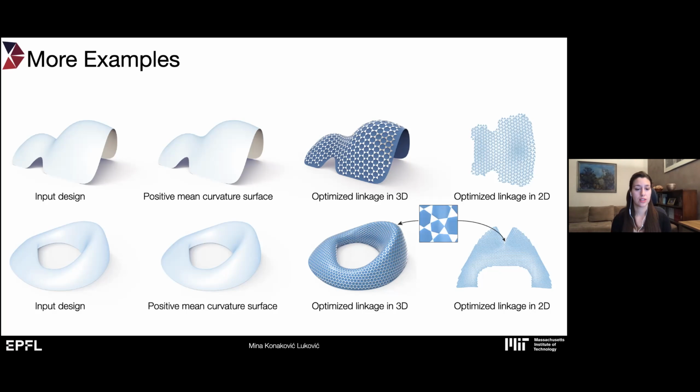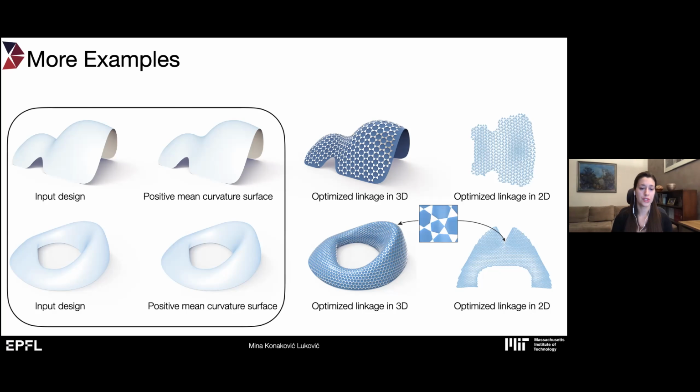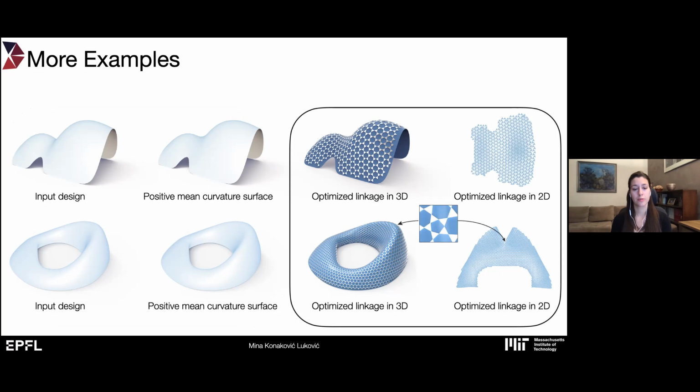Let's go back to the approximation of the surface algorithm. So the first part was about what kind of shapes you can make and how you need to edit or alter them to be able to make them. And now let's go into the second part, how we actually get our linkage.